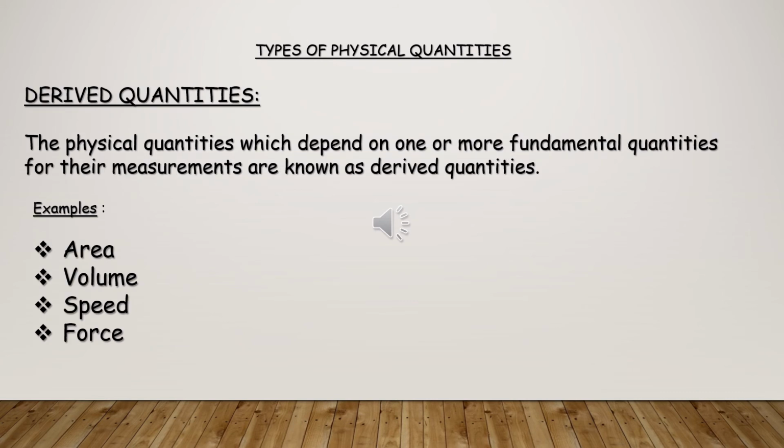Now let's come to the derived quantities. The derived quantities are the physical quantities which depend on one or more than one fundamental quantity for their measurement. The examples of the derived quantities are area, volume, speed, and force. Let's take the example of volume. If I am calculating the volume of a cuboid, I am using length, breadth, and height. All three measurements I am going to use. It depends on other quantities as well for its description. So such a quantity which depends on other physical quantities for its complete description is known as a derived quantity.